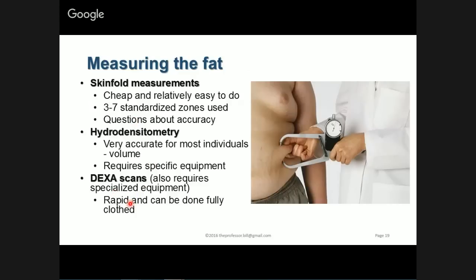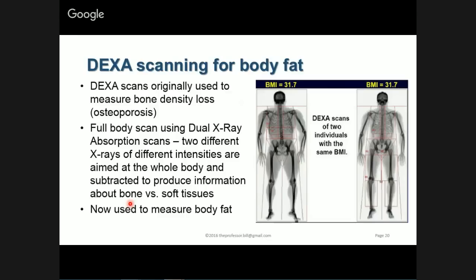And then there's this other type of scan, which is known as a DEXA scan, also requiring specialized equipment. It's very rapid. There are some advantages to doing it, and you can see what's going on here. So both of these individuals have a BMI of 32-ish, 31.7. This individual is different here on the left than the individual here on the right.